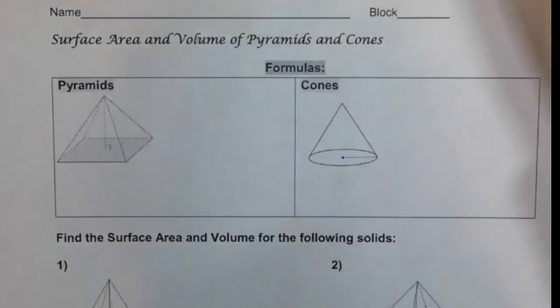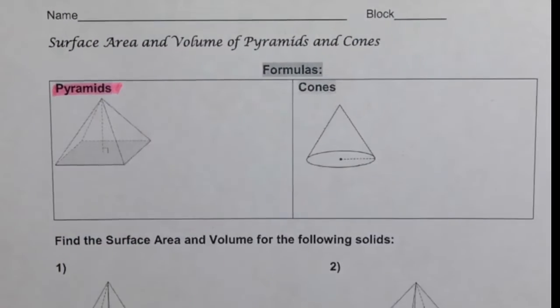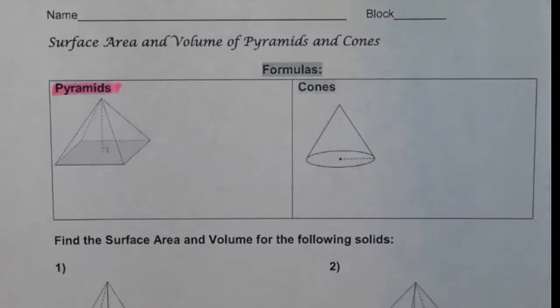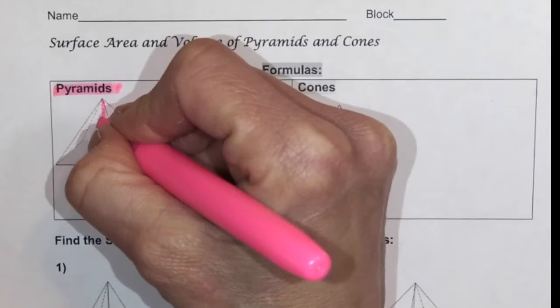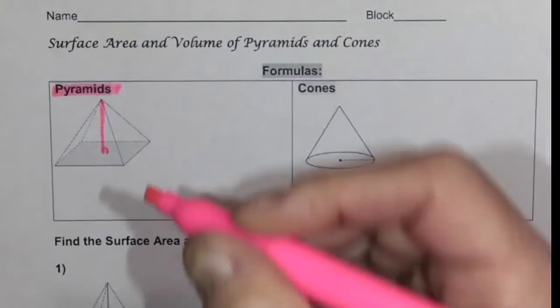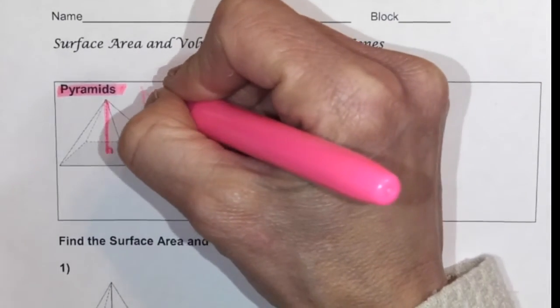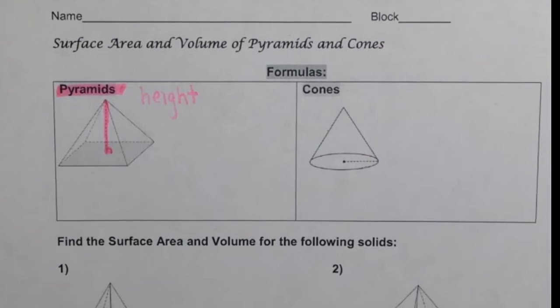So first of all, pyramids. Pyramids and cones are difficult because they have 2 different heights. They're going to have what's called the height that goes straight from the top down to the center, so it's perpendicular. This is the actual height of the pyramid, and that's always used for volume.